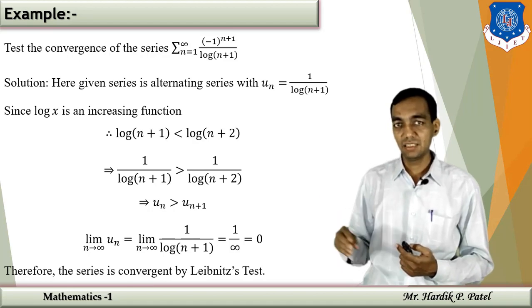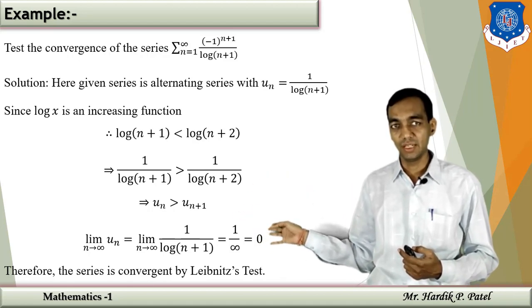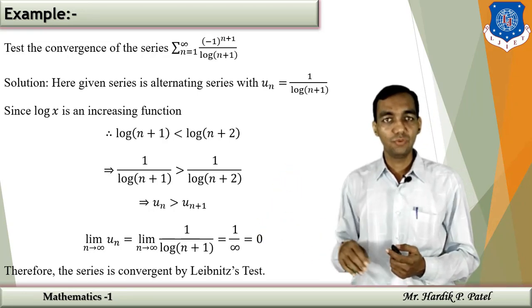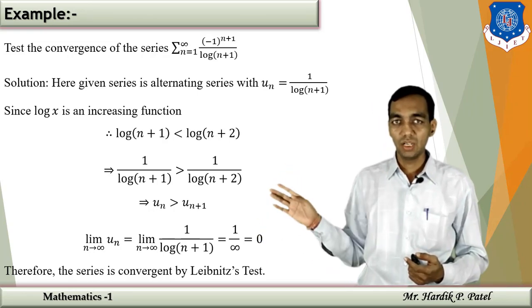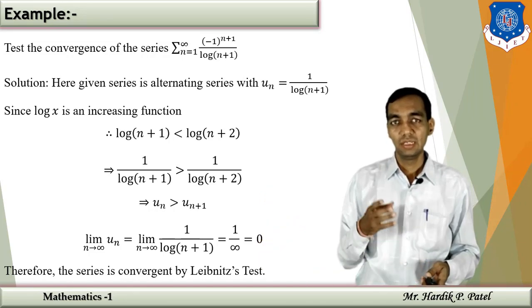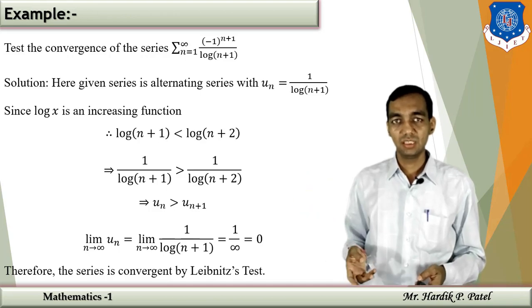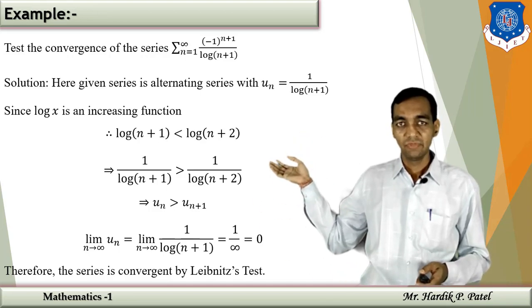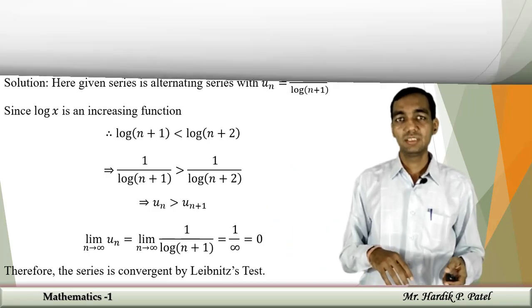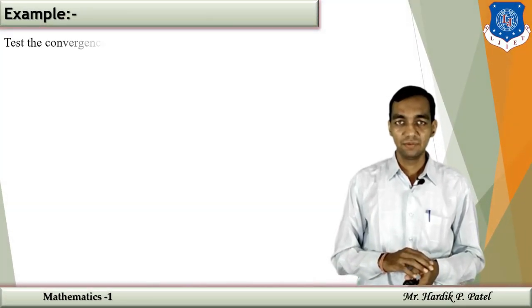In the same manner, for the second condition, limit n tends to infinity un is equal to limit n tends to infinity 1 upon log of n plus 1. But log infinity has a value infinity. So you have 1 upon infinity, and therefore it is 0. So both conditions, the series is numerically decreasing and the limit of nth term is 0, are satisfied. Therefore your series is convergent by Leibniz test.